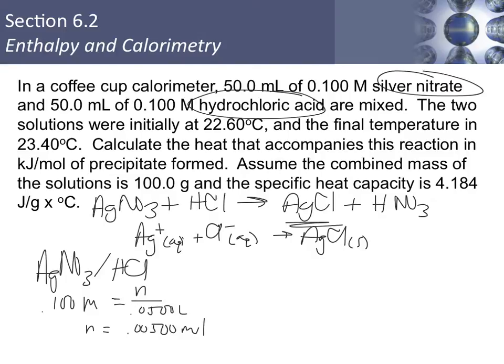When I take the volume in liters and multiply it by the molarity, I get 0.00500 moles. Now this is for each reactant because they both have the same volume and the same molarity. And so in terms of our ions, from silver nitrate I get 1 silver ion, and from hydrochloric acid I get 1 chloride ion. So this number of moles is the moles of silver ion and chloride ion. And because they react in a 1-to-1 ratio to produce 1 mole of silver chloride, it's also the moles of silver chloride.